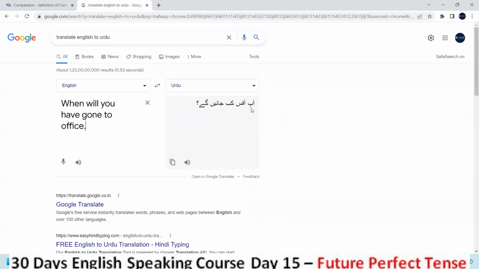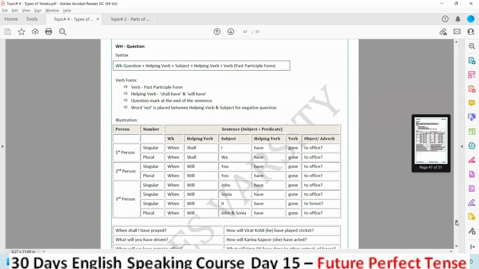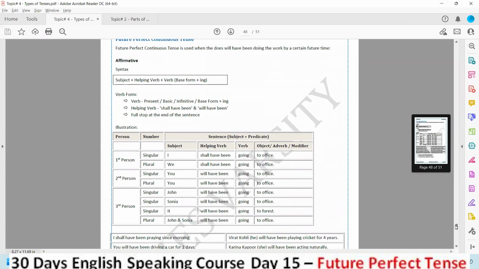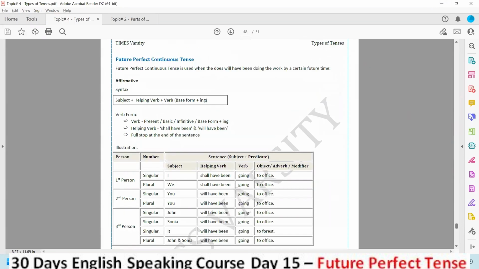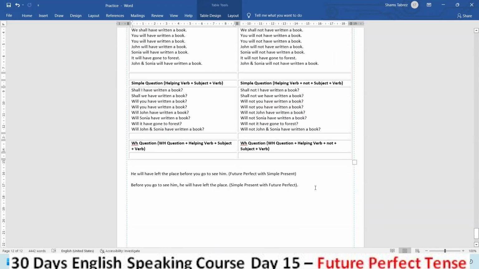When will you have gone to office? आप ऑफिस कब जाएंगे? Because it is perfect, right? So आप ऑफिस कब जा चुके होंगे? Okay, so in this way, these are the sentences. Now let's make some sentences by using write. It's now your turn. Let's make WH questions by using the verb write.